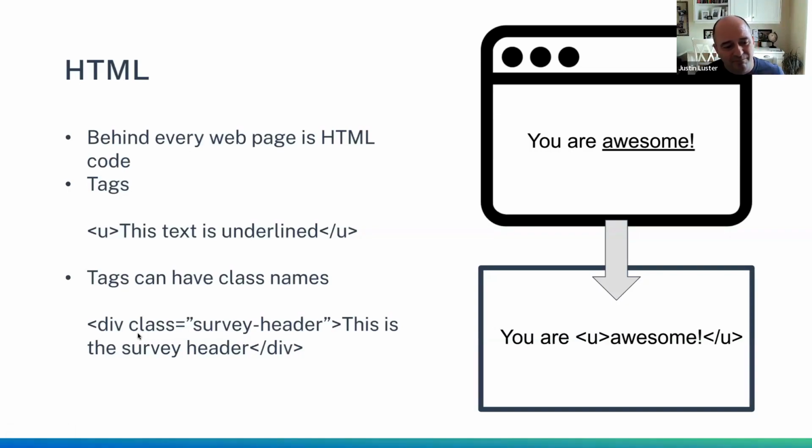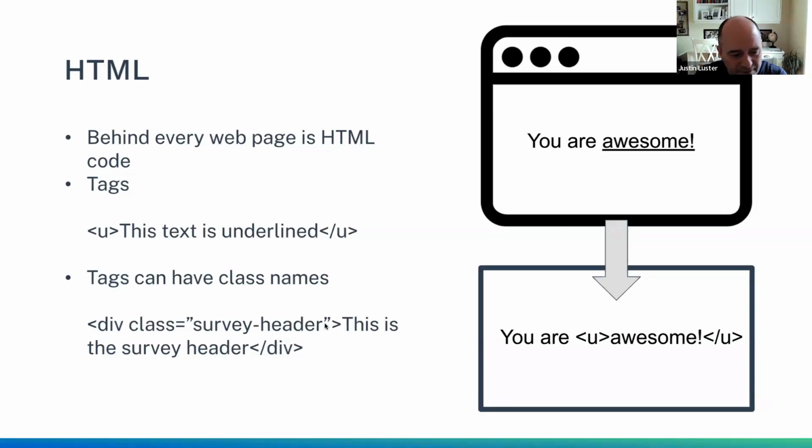It's kind of like Legos. It's a way to move things around on the screen and put things inside boxes or rectangles. And you can give them names. So this div, I've given it a name. It's called a class. I've given it a class name called survey-header. So it's just like giving it a name so that I can access it and point to it later.